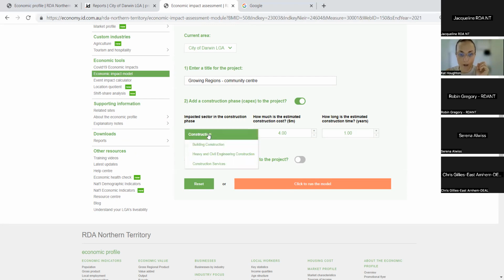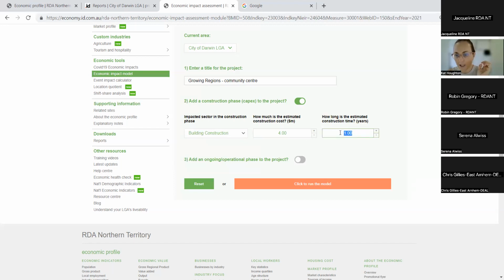Okay, now when you click on your impacted sector in the construction phase, you get this choice of building, heavy and civil, or construction services. If it's a community centre, or a community harbour, commercial premise or something like that, it'll just be building construction. If it's like a bridge or roads, that will be your heavy and civil. And then, of course, you won't use construction services. Or if you're in a smaller community, just use construction. Okay, so I'm just going to put it on building construction.